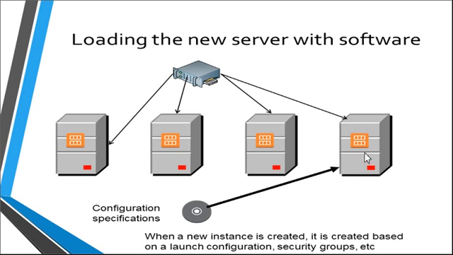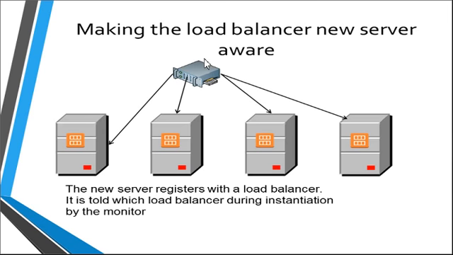And then the new server gets loaded with software based on something called a launch configuration. So there's a table someplace that the monitor knows about. When the monitor creates a new instance of the server, it points it at this initialization table, and the table tells it what load balancer to register with, what security groups it ought to be in, what machine image ought to be loaded, and all the types of things that are needed for initialization. And then the server, based on the information it gets, registers itself with the load balancer.